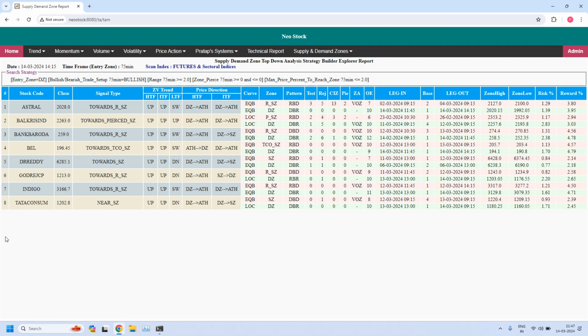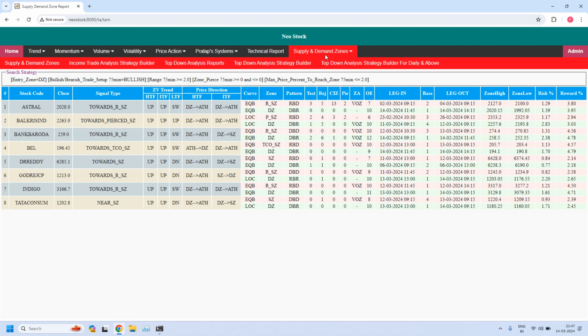Currently they are all supporting bullish trade setup for 75 minutes time frame. Look into the last column, reward. All these stocks are having a minimum 2% reward for demand zones. Maximum can be anything. Okay, this is about bullish trade setup for 75 minutes. Now the final report, bearish trade setup for weekly income trade, that is 75 minutes time frame.